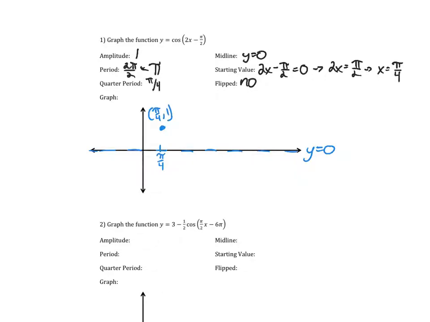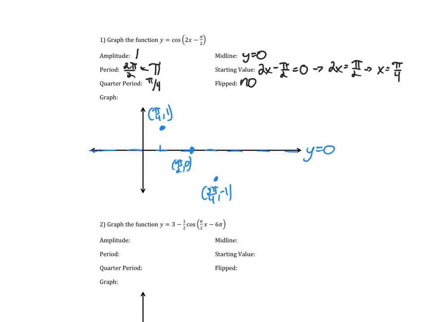I'm just going to add a quarter period to my starting value. My quarter period is pi over 4, and pi over 4 plus pi over 4 gives me pi over 2. And remember that pattern of max, midline, min, midline, max. I'm going to go down to my midline, and that brings me to pi over 2, comma 0. I'm going to add another quarter period, and that's going to bring me to a min. So 3 pi over 4, comma negative 1.